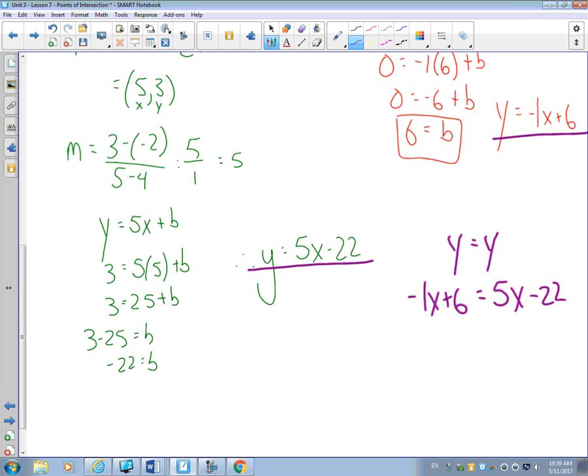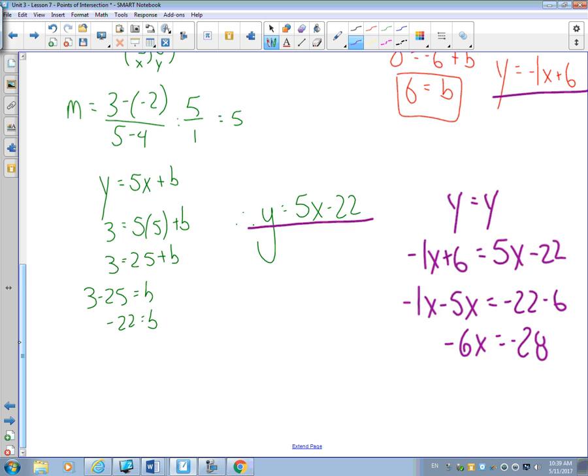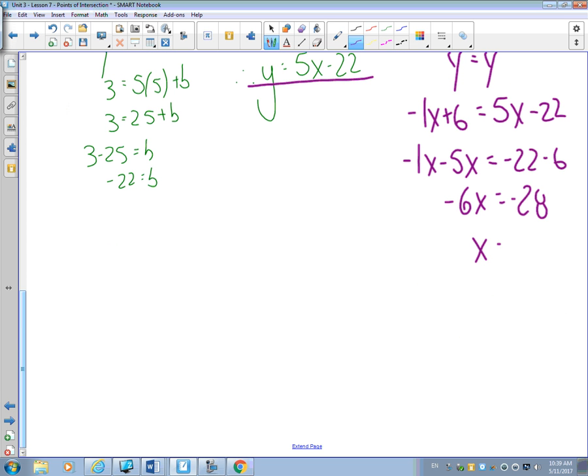Let's solve that. Numbers on one side, letters on the other. Will give me negative 6x equals negative 28. Okay, it doesn't divide very nicely here, so we're going to get negative 28 over negative 6. I can reduce that. That gives me 14 over 3. Okay, I don't want to round it to decimals because it's not a very nice decimal.